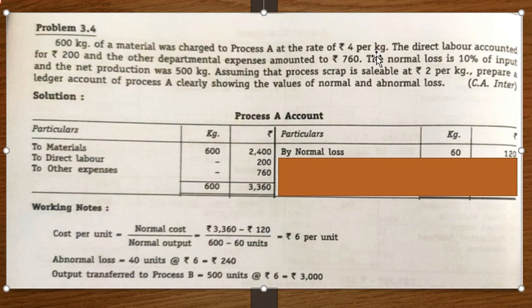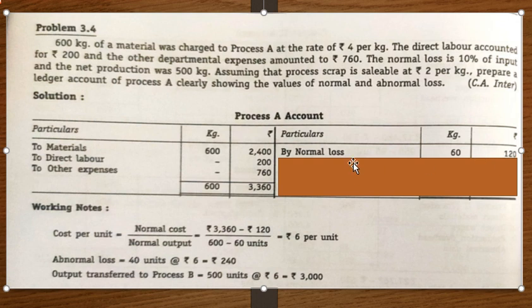After this, the normal loss is 10%, which goes on your output side. So we will take it here in your output column, by normal loss, 10% of input. How much is your input? 600. So 600 into 10% will give you 60. So 60 kg is your normal loss. Have they given the scrap? Yes, they've given the scrap at rupees 2 per kg. So 60 into 2 will give you 120. So your normal loss amount is 60 into 2, which is 120.